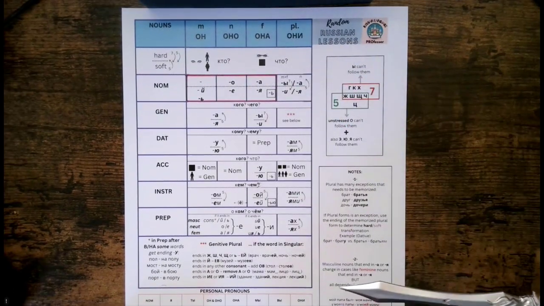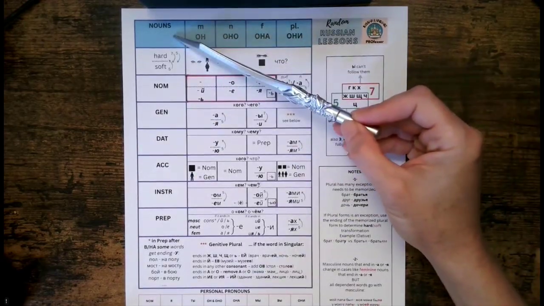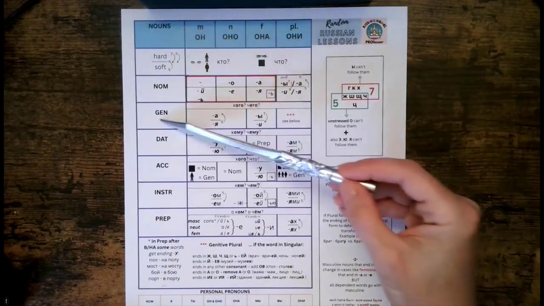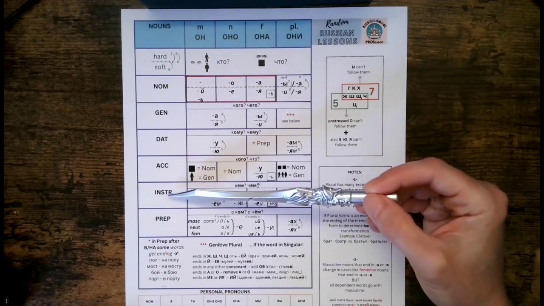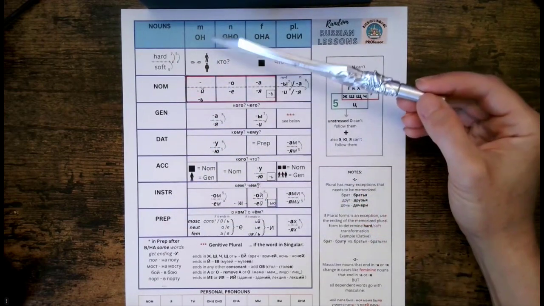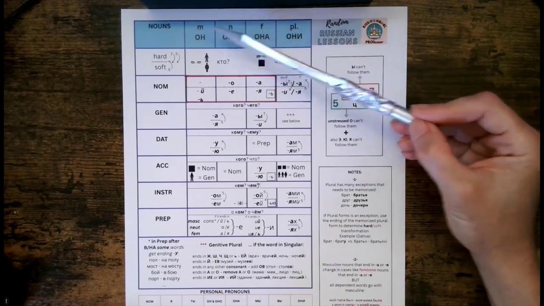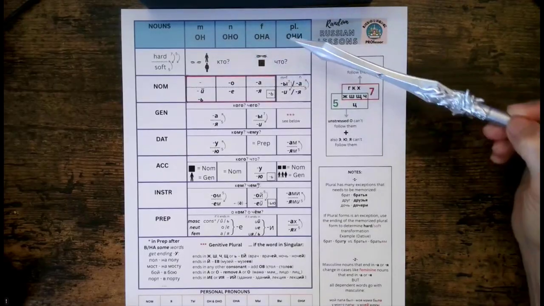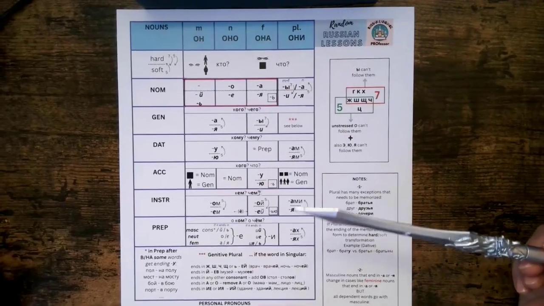Okay, so here is our chart, and first let me walk you through what you see here. This whole chart with endings is for nouns, so a person, place, thing, or idea. The rows correspond to the cases: nominative, genitive, dative, accusative, instrumental, and prepositional. Our columns go with the gender and number: masculine singular, neutral singular, feminine singular, and all of them can turn into plural. So for plural, we'll use the endings in this column.